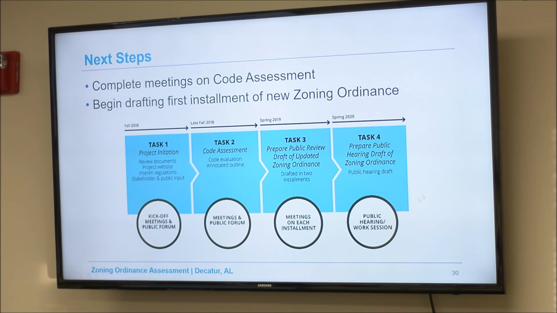And then we're back to this. Again, we're in task 3. They're getting ready to start drafting. We're going to send them comments from these meetings. They will prepare a public review draft. That public review draft will be made available to the public online. Our steering committee will be going through it.